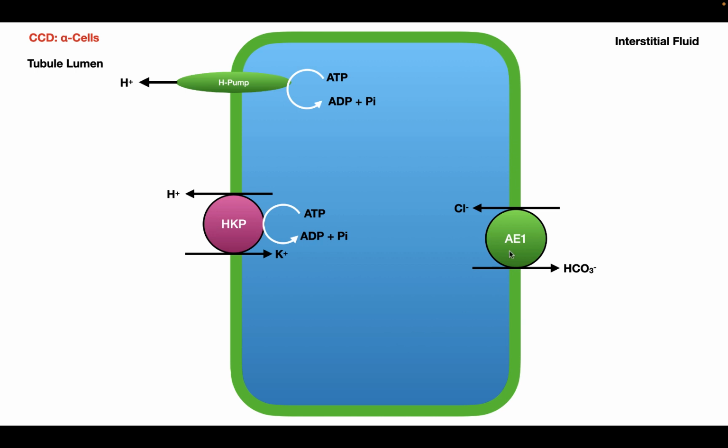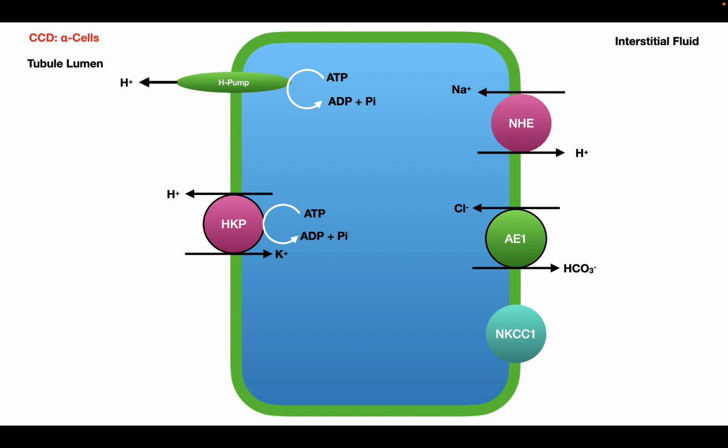So the anion exchanger basically takes 1 bicarbonate from the cytosol and moves it into the interstitial fluid, and then it brings 1 chloride into the cytosol from the interstitial fluid. In addition, we also have the sodium-hydrogen exchanger, which basically takes 1 proton and moves it out of the cell into the interstitial fluid, and then it moves 1 sodium into the cytosol.